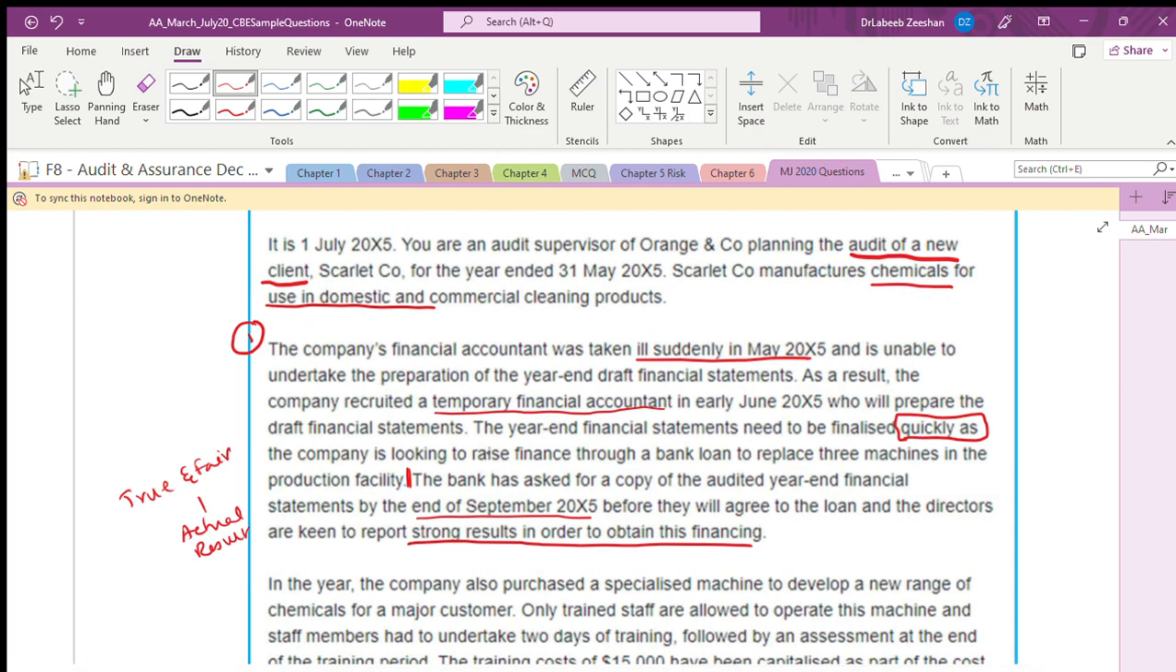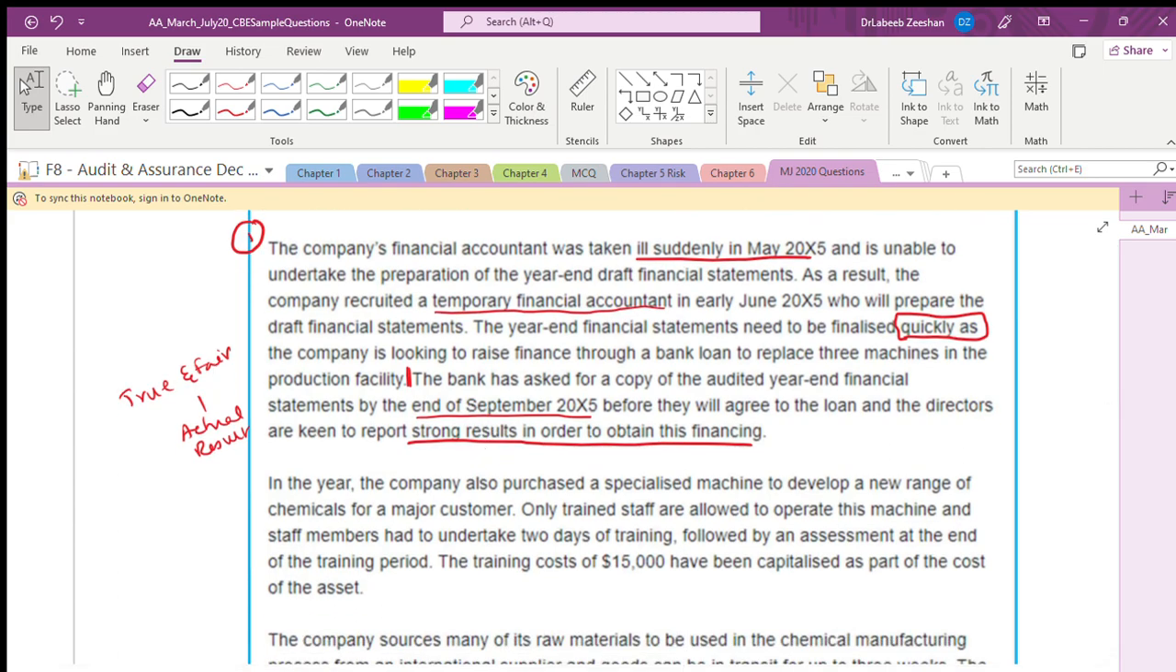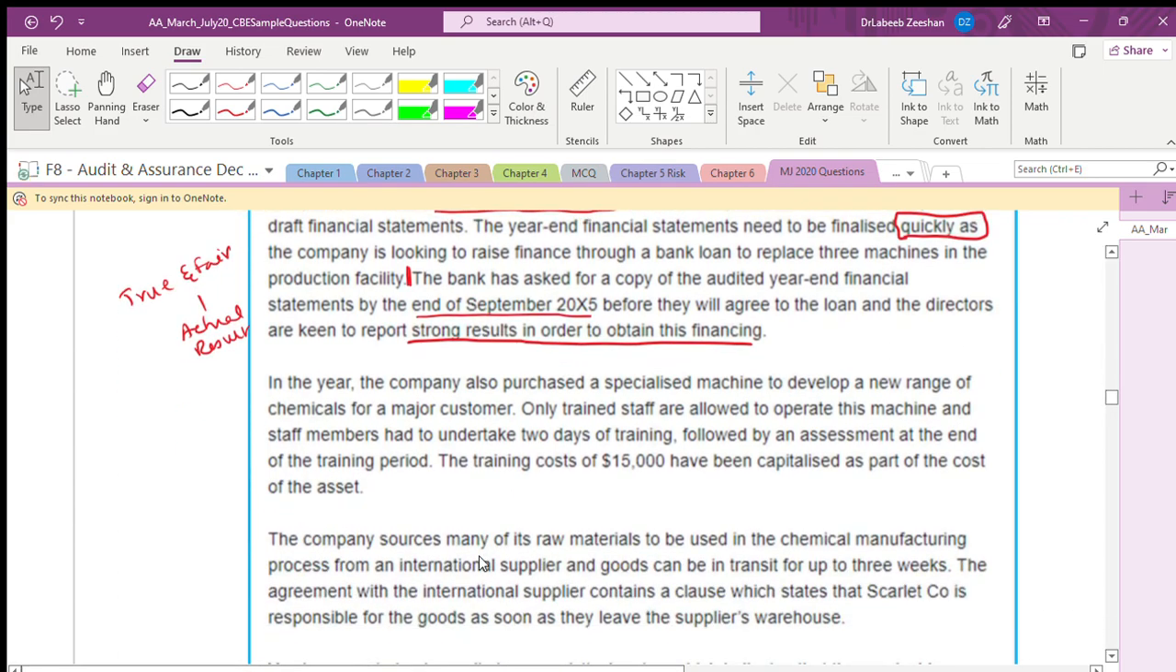In the year, the company purchased a specialized machine to develop a new range of chemicals for a major customer. Only trained staff are allowed to operate this machine, and the staff members have to undertake 2 days of training, followed by an assessment at the end of the training period. The training cost is how much? 15,000 has been capitalized as part of the cost of the asset, as training cost.